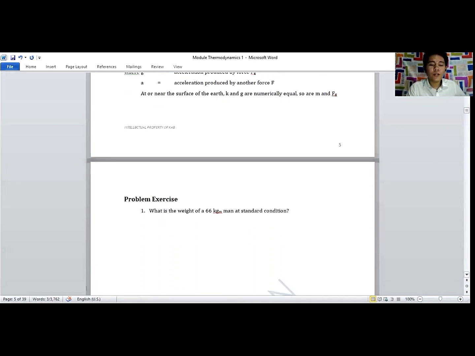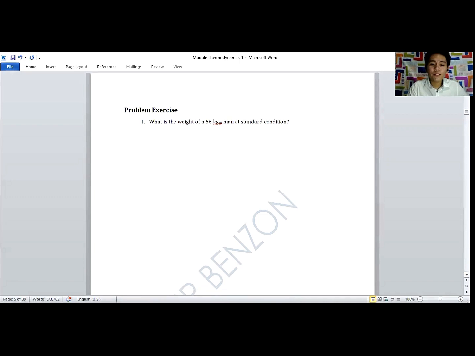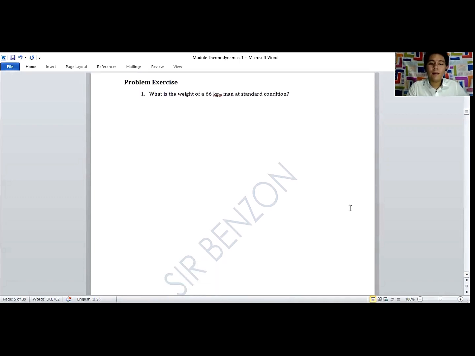Now, let's go to problem number 1. Problem exercise number 1 states: what's the weight of a 66-pound man at the standard condition?